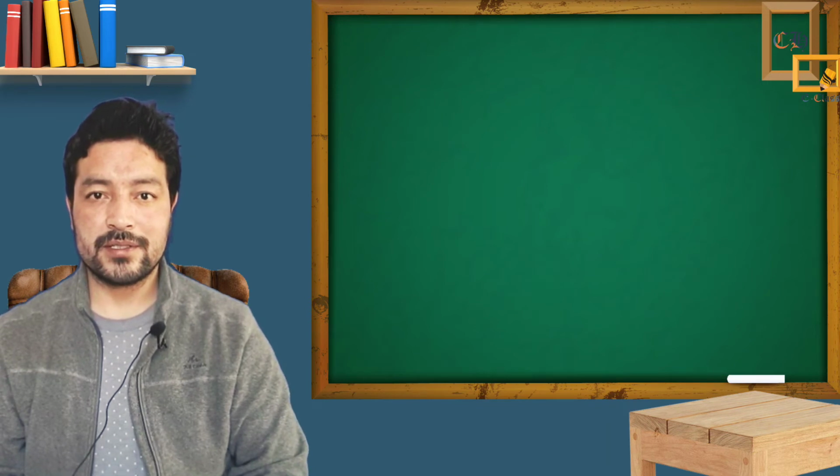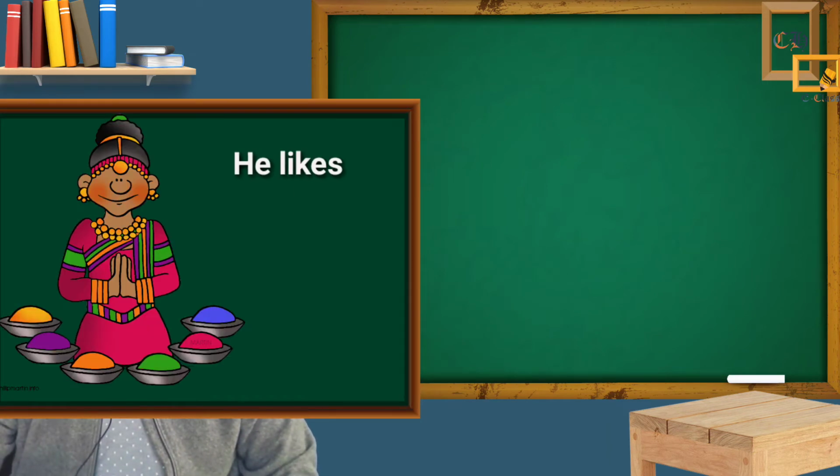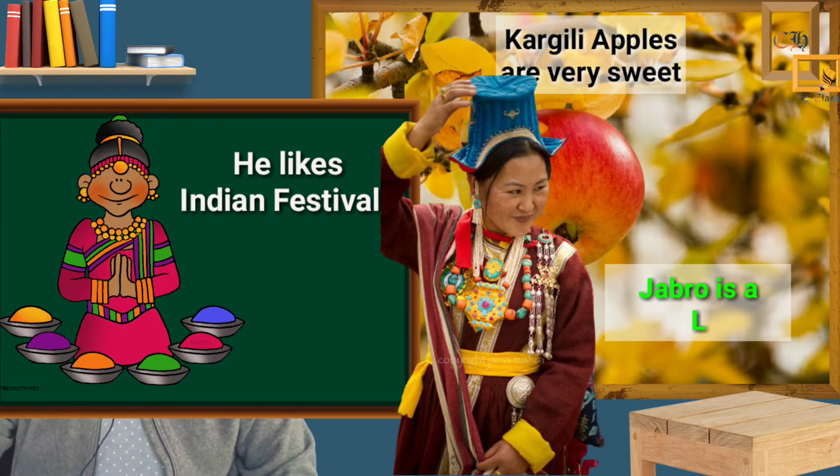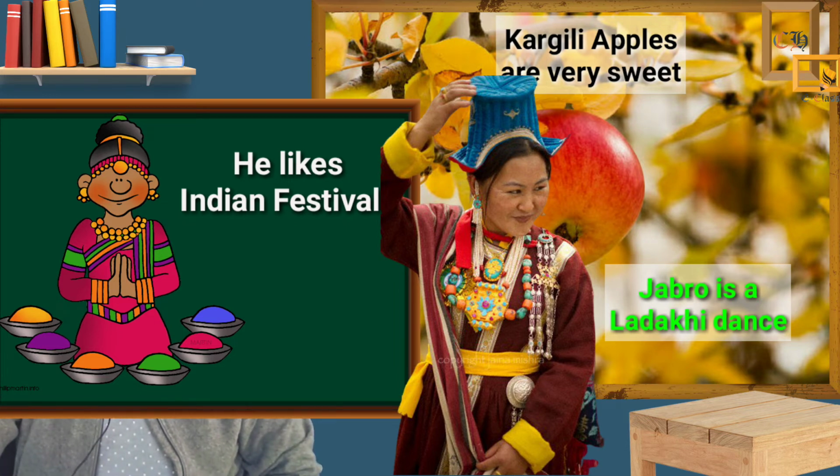Let's try to understand through some examples. He likes Indian festivals. Kargili apples are very sweet. Jabro is a Ladakhi dance. In sentence number 1, the word Indian is a proper adjective which is telling us more about the festivals, which is a noun. He likes festivals, but what kind of festivals does he like? He likes Indian festivals. Kargili apricots are very sweet. Jabro is a Ladakhi dance. Even without the word Ladakhi, the sentence is complete. Jabro is a dance. But when we use the word Ladakhi, which is a proper adjective, we come to know that Jabro is a Ladakhi dance.